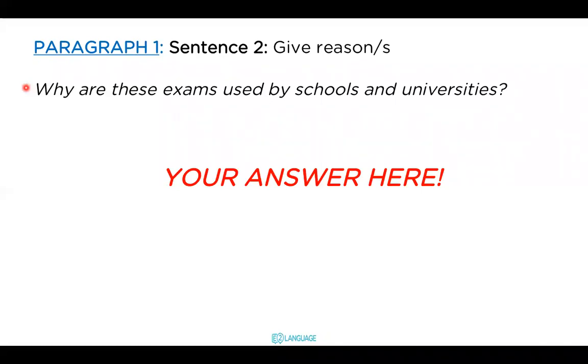If you talked about cost effectiveness, give reasons why formal exams are cost effective. If you talked about how formal exams are efficient, give reasons why they're efficient, or a reason. If you talked about why formal exams are preferred by teachers and students, give reasons why they're preferred by teachers and students.